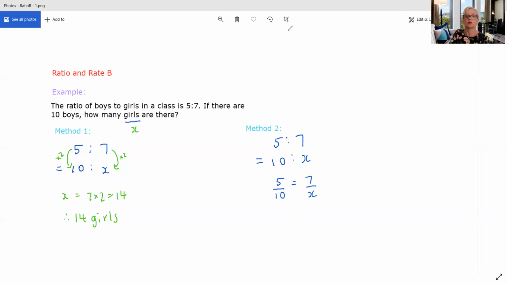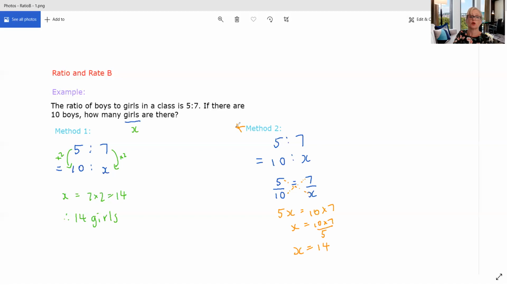Now what we're going to do is what's called cross multiplication. So 5 times x must be 10 times 7. So your x must be 10 times 7 on 5, which of course we get the same answer as we did before. It'd be a bit of a concern if we didn't.